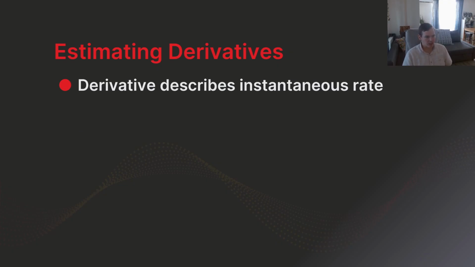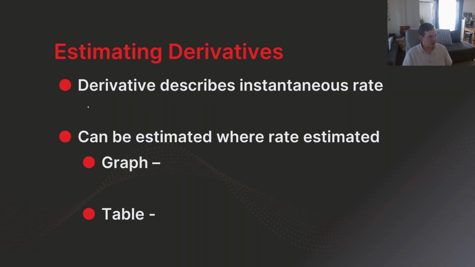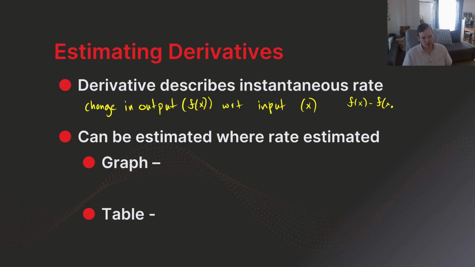That's our definition. And as a reminder, that's going to be the change in the output, which is f of x, with respect to the input, which is x. And if you've seen that before, that was f of x minus f of x naught over x minus x naught.